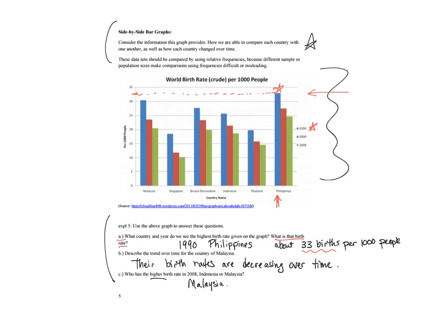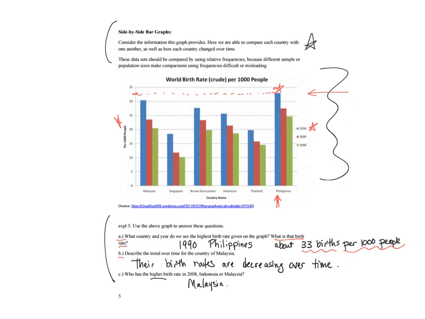And notice how I wrote my answer, per 1,000 people. And I'm really just getting that from that label over there on the axis. What that means is for every 1,000 people living in the Philippines at that time, 33 little new babies came into the world in the year 1990, right?